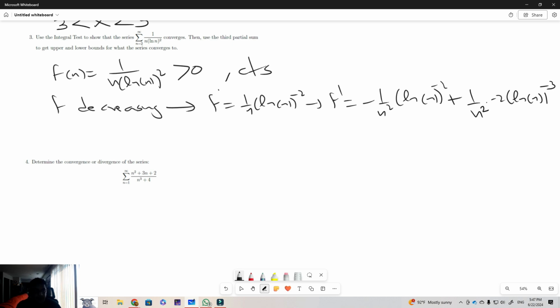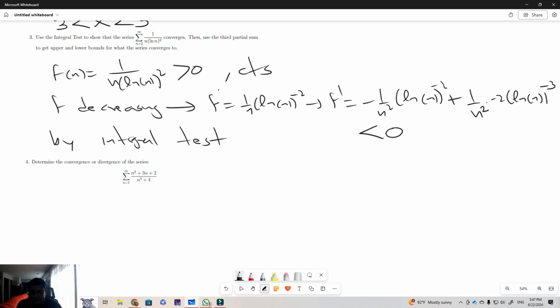Now notice that the log of n is positive when n is bigger than 1. So in general it's positive. This term is positive, this term is positive, but this negative term is going to transform this into a negative function. So this implies that f is decreasing. Because f prime is less than 0, that implies f is decreasing. So this satisfies everything that we need for the integral test.